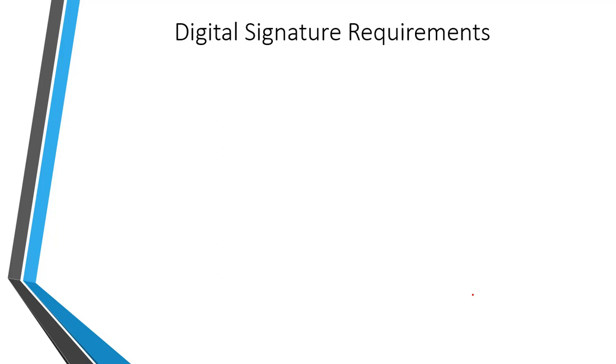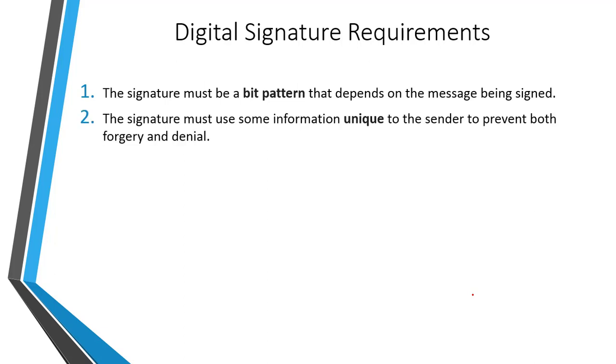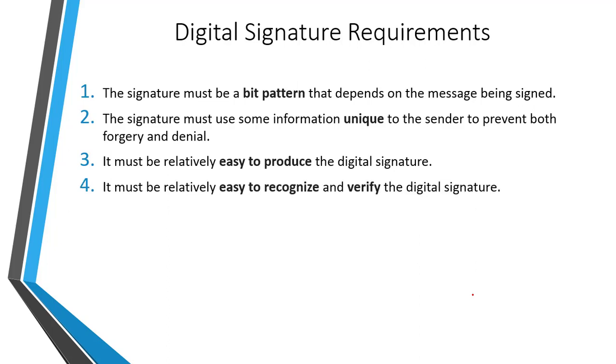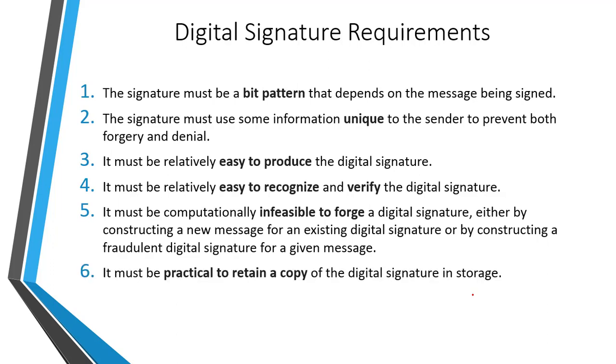Next we will see what are the requirements of digital signature. First, the signature must be a bit pattern that depends on the message being signed. Next, the signature must use some information unique to the sender to prevent both forgery and denial. Next, it must be relatively easy to produce the digital signature. It must be relatively easy to recognize and verify the digital signature, and it must be computationally infeasible to forge a digital signature, either by constructing a new message for an existing digital signature or by constructing a fraudulent digital signature for a given message.